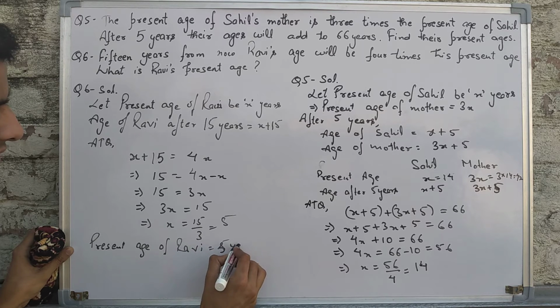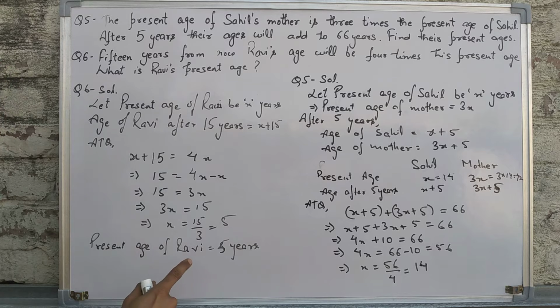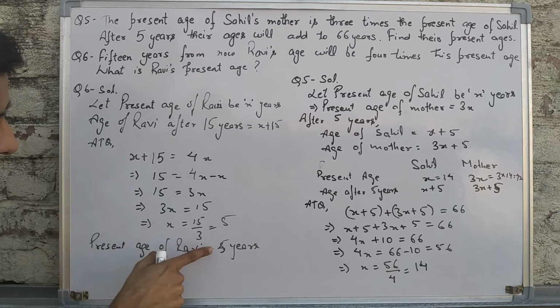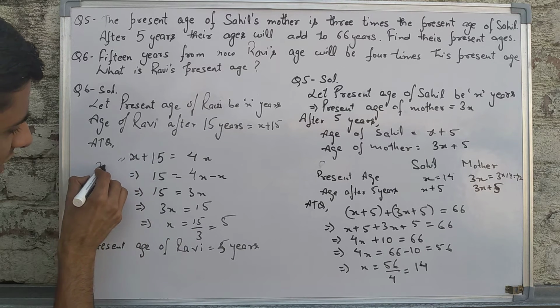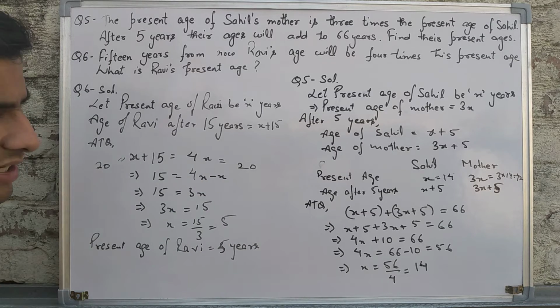And if you want to check whether your answer is correct or not, let us put it in this equation. 5 plus 15, on the left hand side it will turn out to be 20, right hand side will also turn out to be 20, so it means our answer is correct.